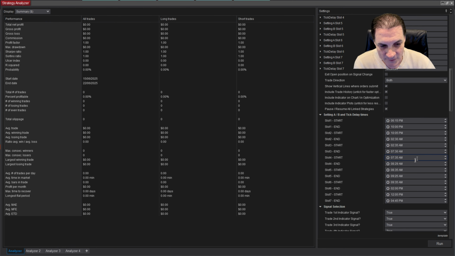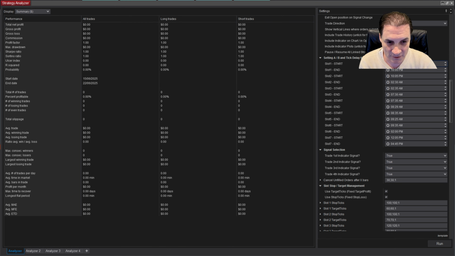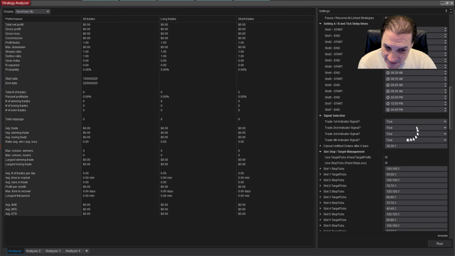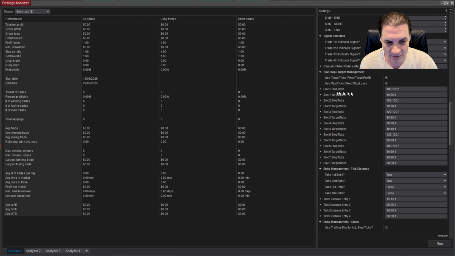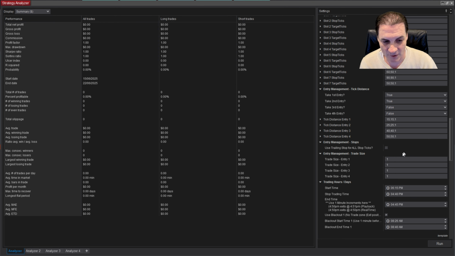And you've also got your time, so your slot start and slot end times. Those are very specific, related to each slot that you are within, with the A and B settings, so all individually optimized. The signals apply to all of the slots. Then we've got our stop ticks and target ticks, which are also for each individual slot. So you can choose very specific stop ticks and target ticks for each of them, and obviously optimize them accordingly.